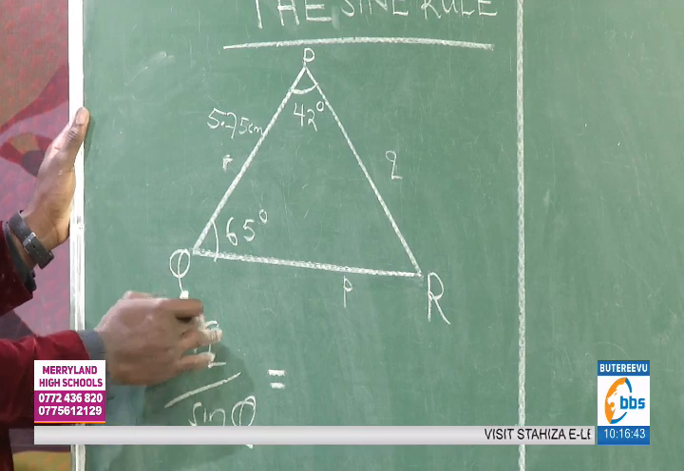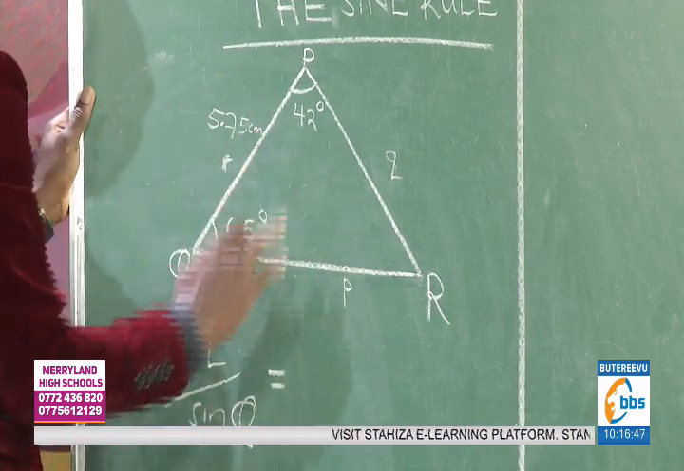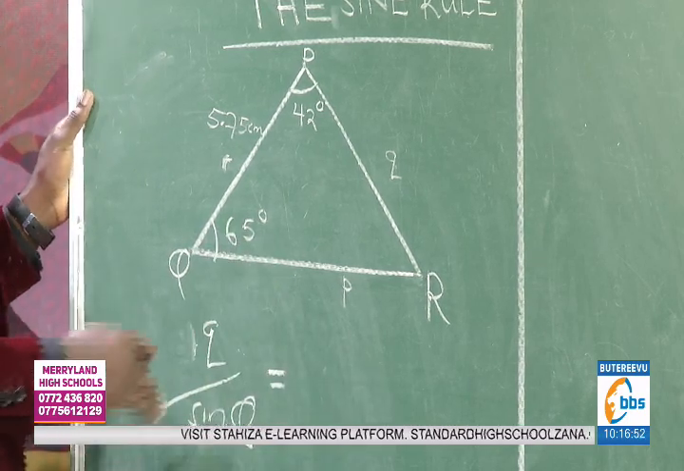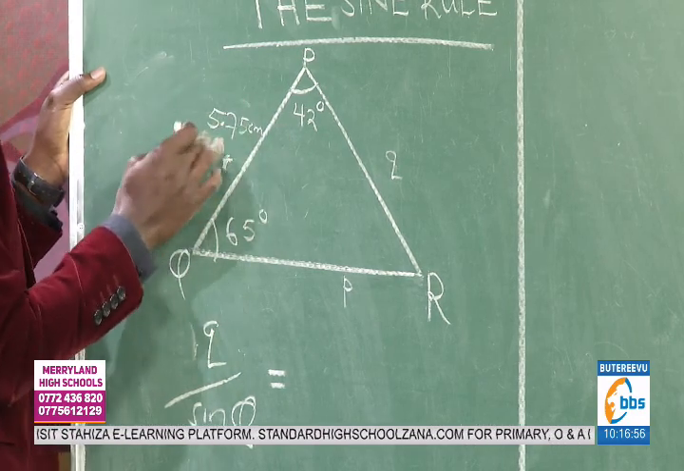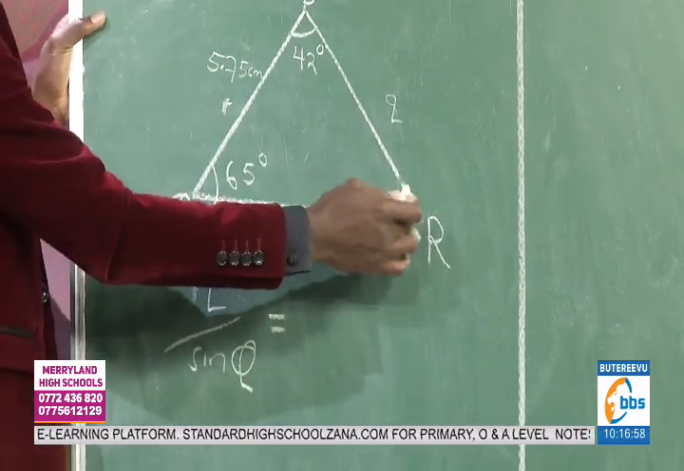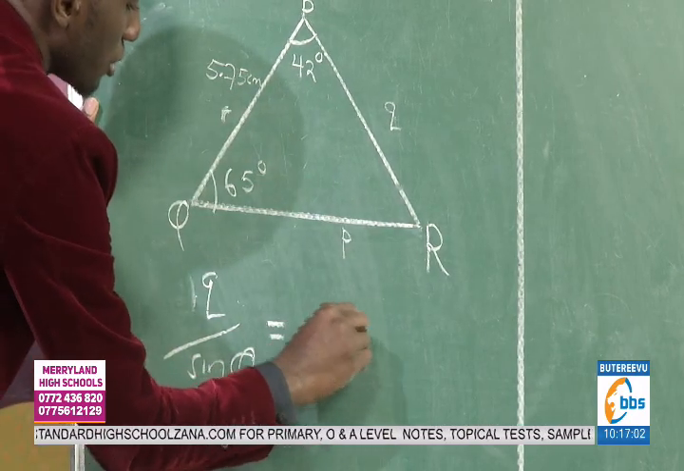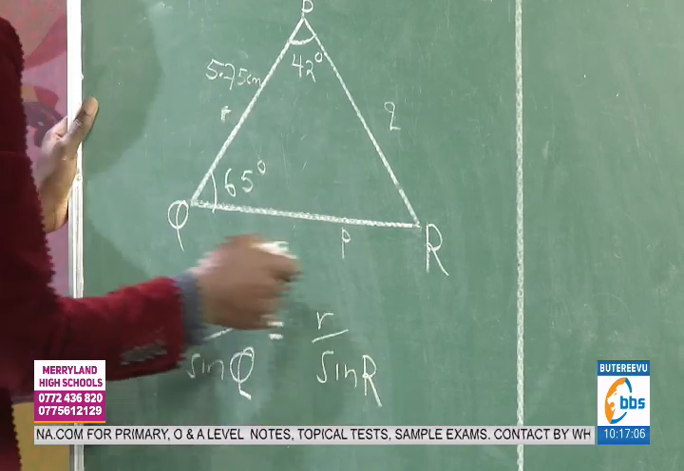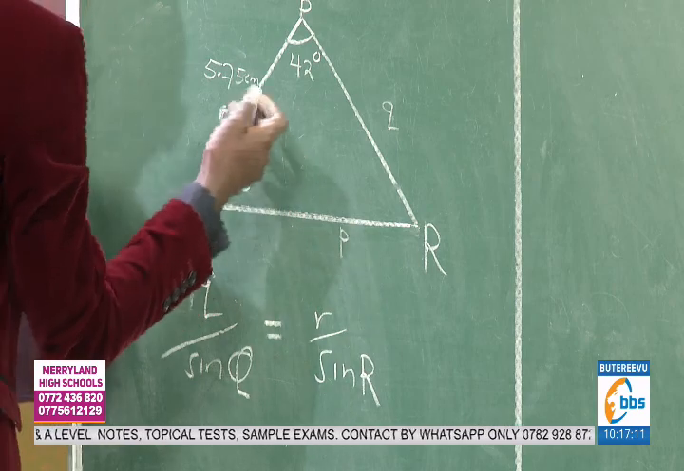If I don't have q, which is the same as PR, I have to use any side where at least I have everything. I should have the length and also the angle. The only side we have here is r. That means I'm going to use r, but I don't have angle R, so I'm going to get this angle R. I'm going to use r out of sine R. We don't have the angle, but we know that angles in a triangle add up to 180 degrees, so we're going to use that idea here.